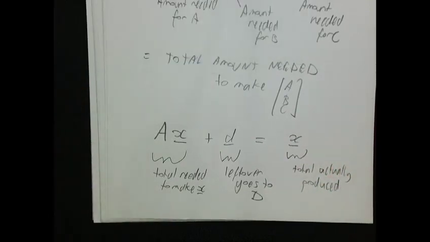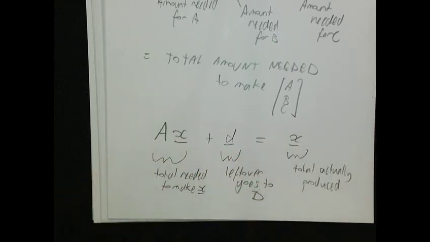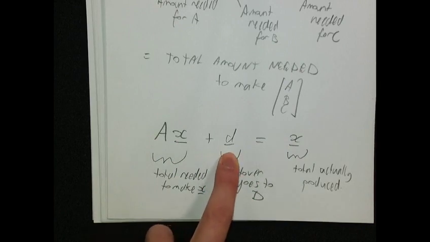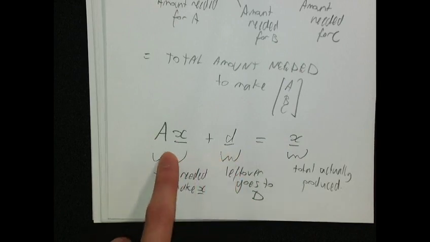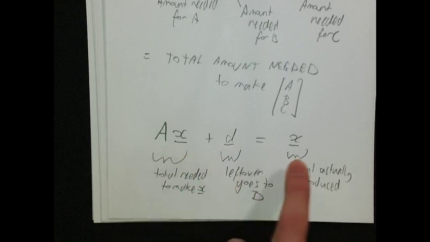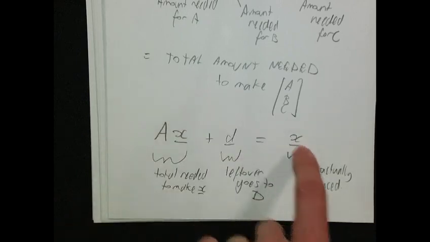Okay. And that is where this matrix thing comes from. Now, you may not want to actually derive that every time you use it, and it might be useful to just chuck this formula on your cheat sheet, but that's where it comes from. This is the amount that we want to have left over to give to the thing that's demanding. This is the amount of stuff that's required to produce the result that we produced. And together, the amount that we need to make the result and the amount left over is the total amount that we made.